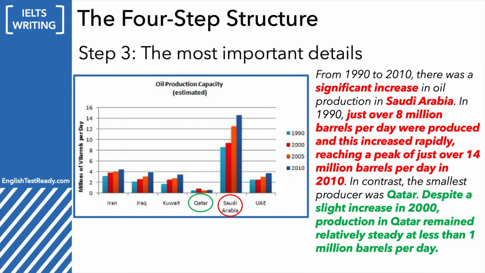But it's a good idea just to go into details about the important information in step 3. Usually the important information you mentioned in the trends in step 2. So for this example, it was Saudi Arabia and Qatar. So now let's take a look at Qatar. So I wrote, in contrast, the smallest producer was Qatar. Despite a slight increase in 2000, production in Qatar remained relatively steady at less than 1 million barrels per day. Again, here you can see that I went into details about the important information. Okay, that's step 3. Now let's do a quick review.